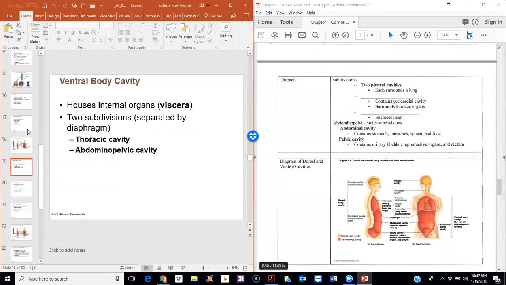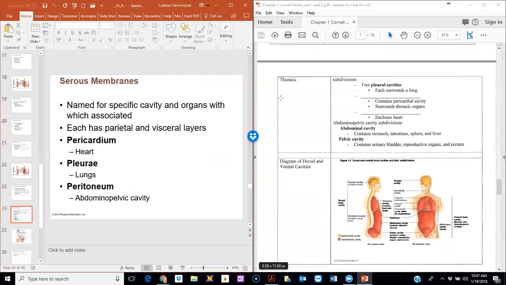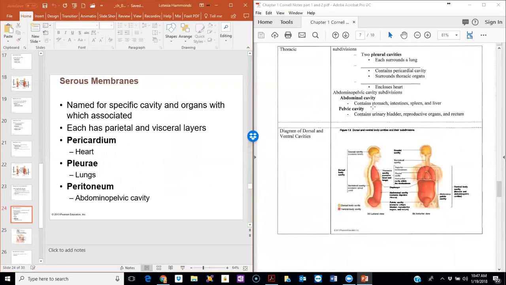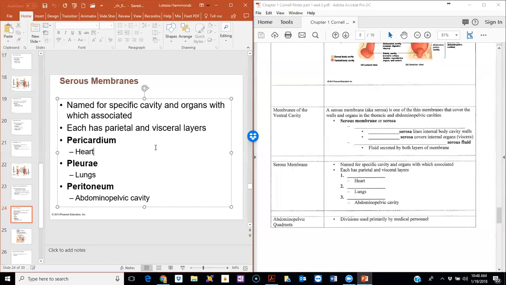And then I did provide you with a copy of the diagram. The abdominal cavity and pelvic cavity information are listed on the notes. It just states that the abdominal cavity contains the stomach, the intestines, the spleen, and the liver, whereas the pelvic cavity contains the urinary bladder, reproductive organs, and the rectum.